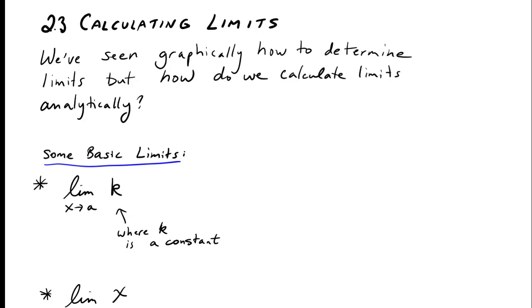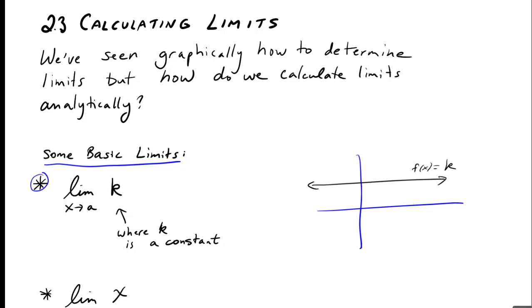Some limits that we can really decide how to calculate based on our knowledge of the graphical meaning. So let's look at this first one here. The limit as x approaches a of k, where k is a constant. So let's think about what this would mean as far as a graph. So if we had the constant function k, that would be something like this. Maybe f of x equals k for that value k.